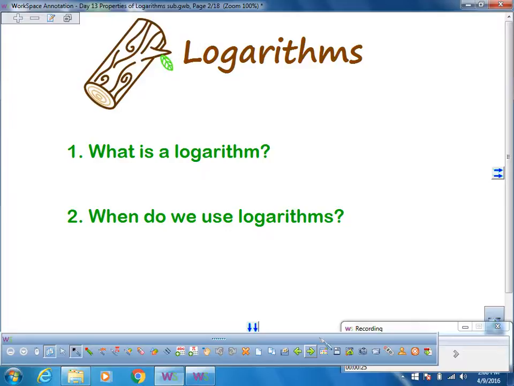So let's begin. Just like yesterday, logarithms are exponents. We use logarithms when we're trying to solve exponents.